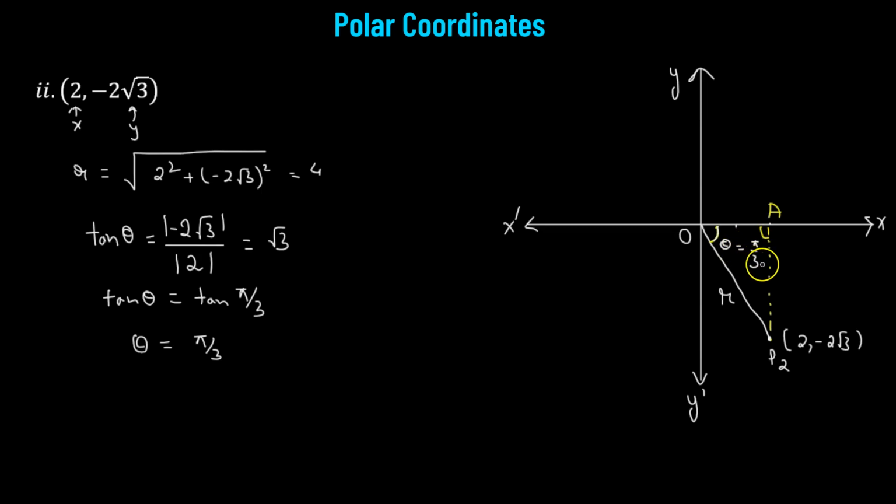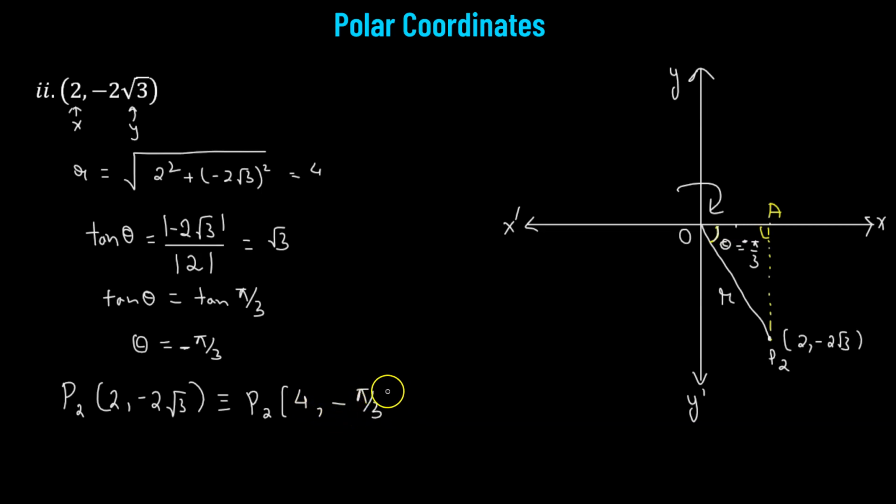But here we have to be a little bit careful. We're going along the negative direction, which means we're going in a clockwise fashion. Whenever we go in the clockwise fashion, theta is measured as a negative value. So we have negative pi over 3, and it's not going to be a positive value. So theta corresponds to negative pi over 3. Hence we have converted the point P2, which was in Cartesian coordinates (2, −2√3), and its polar equivalent is going to be the radius 4 comma negative pi over 3 radians.